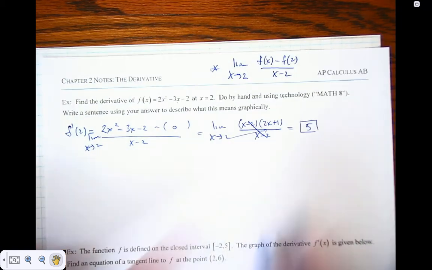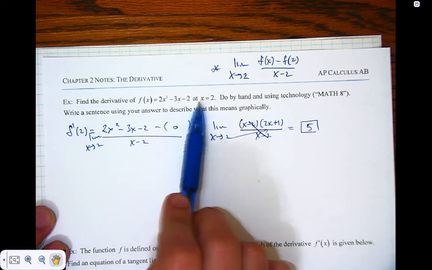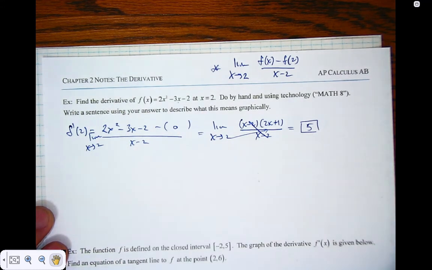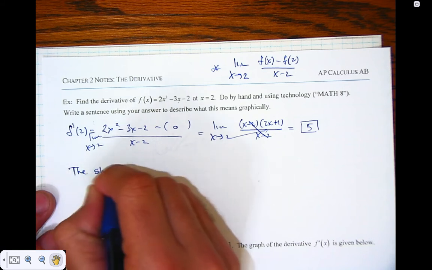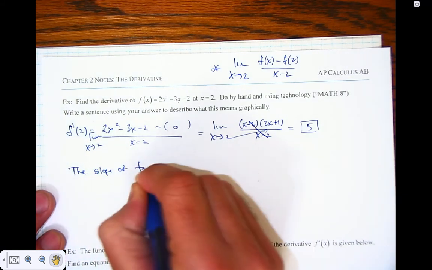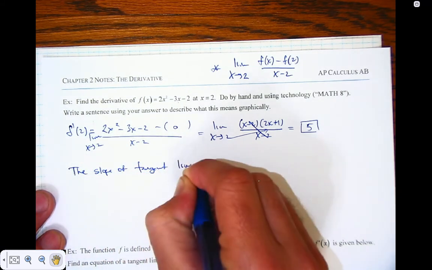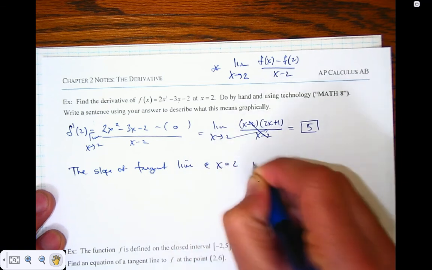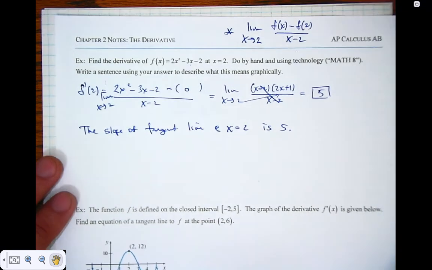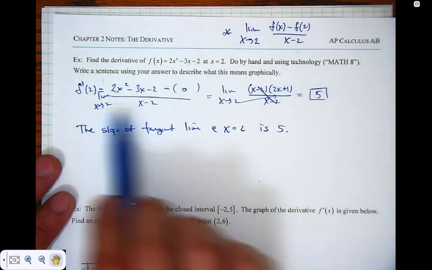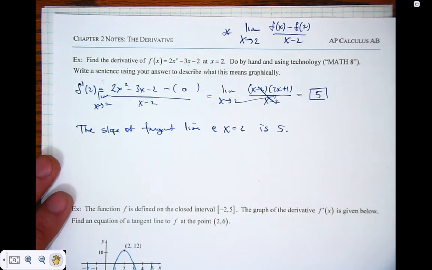Okay. And so what you guys found is you found the derivative of that function at 2. Okay. What does it mean graphically? The slope of the tangent line at x equals 2 is 5. Okay, you could say that 100 times, and that's going to do you well. Okay, so the derivative tells you the slope of the tangent line.